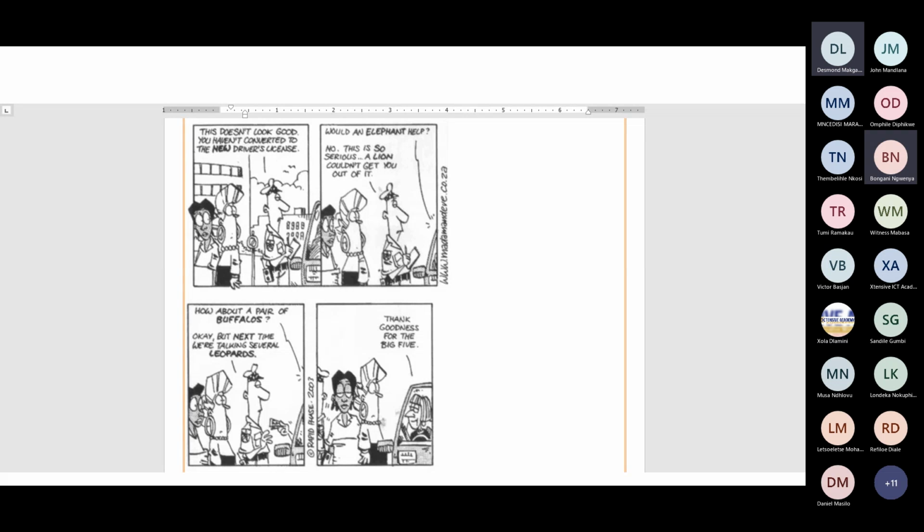The cartoon essentially shows a police officer being bribed, and they are making fun of this bribe by using the animals that are printed on the money. Example, the buffalo and the leopard, which are on the 100 Rand note and the 200 Rand note. And then, as the police officer walks away, the lady says, "Thank goodness for the big five," poking fun at the money being what talks, and it also being the animals on the note.